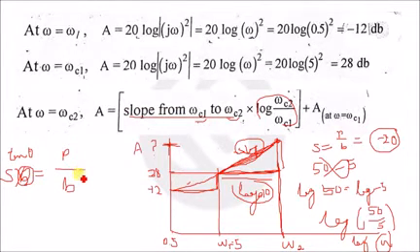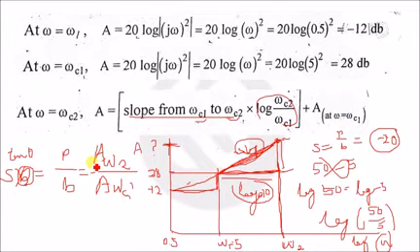What is the P here? P is this point minus this point. This is the gain at omega C2, and this point is the gain at omega C1. So A at omega C2 divided by A at omega C1. Okay, so this much you have clear.